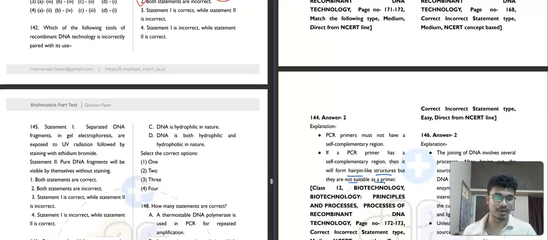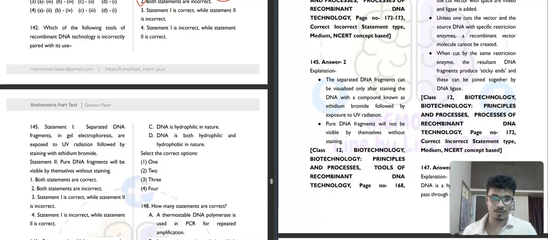Then question number 145. It is saying that separated DNA fragments in gel electrophoresis are exposed to UV radiation, followed by staining. First you have to stain, then you have to expose. So this is wrong. Then pure DNA fragments will be visible by themselves. You need to stain to see them. So both are incorrect. Second option is our correct answer.